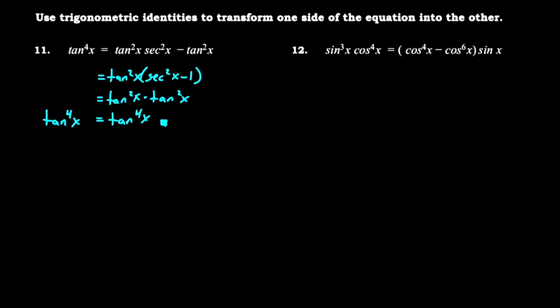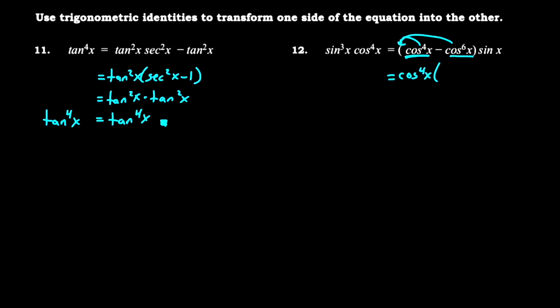Number 12, we have sine to the third times cosine to the fourth equals cosine to the fourth minus cosine to the sixth times sine. So the first thing I notice is that I want to make sure I have 4 cosines on the left, and I've got a whole bunch of them on the right. But in both of these two terms, they both have at least cosine to the fourth. So again, I'm going to factor cosine to the fourth out of both of those terms.